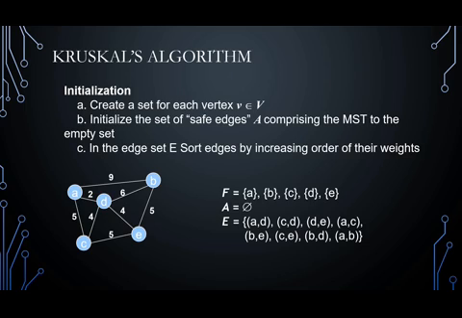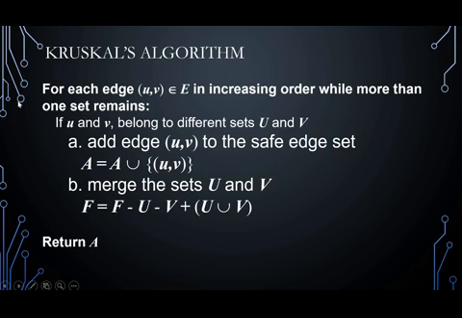So hope all these 3 steps are understood. First step, create a forest. Second step, create a null set. Third step, create all edges, you call it the edge list E, right? After you have done this, the next job is pick every edge one after the other from the edge list. For each edge u comma v belongs to E in increasing order while more than one set remains. See, in the forest, you should have more than one set.